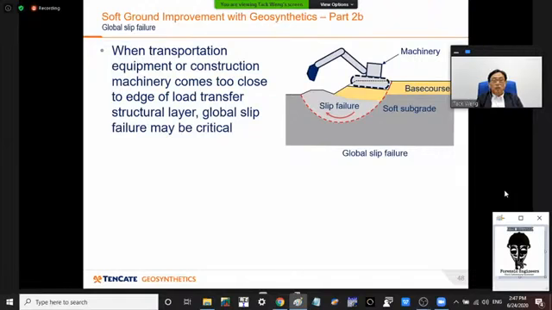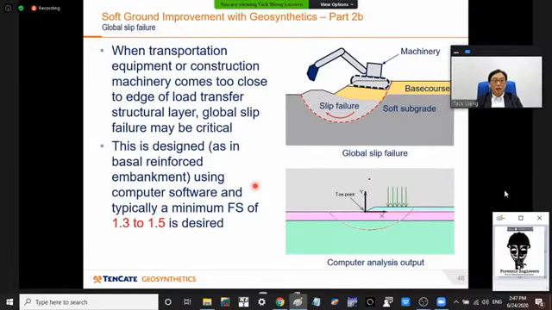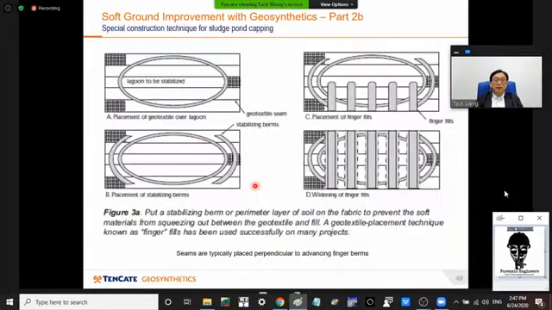When the construction equipment is too close to the edges, then you may have a case where a slip failure can occur, and this is very similar to the basal embankment reinforcement check that we talked about a few hours ago. And this is designed using computer software, ReSSA or SW, typically to a minimum factor of safety of 1.3 to 1.5.